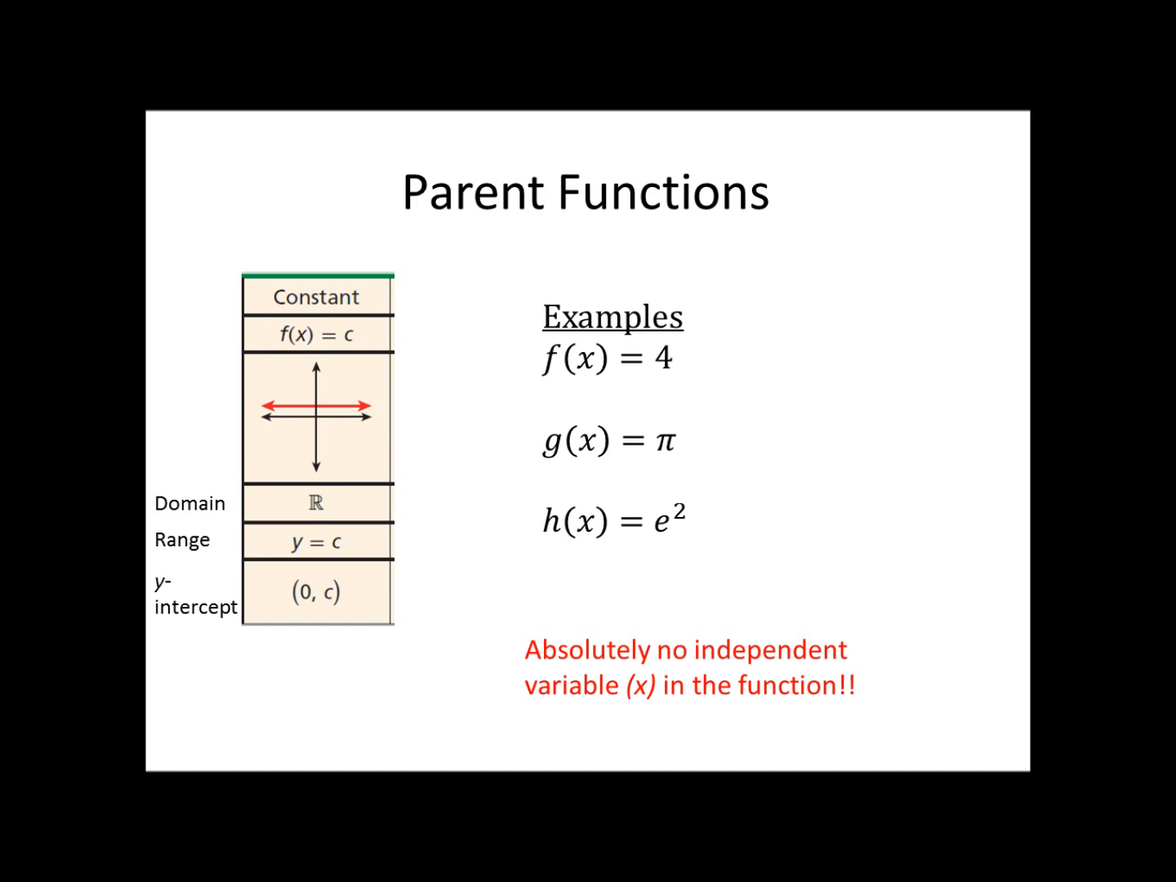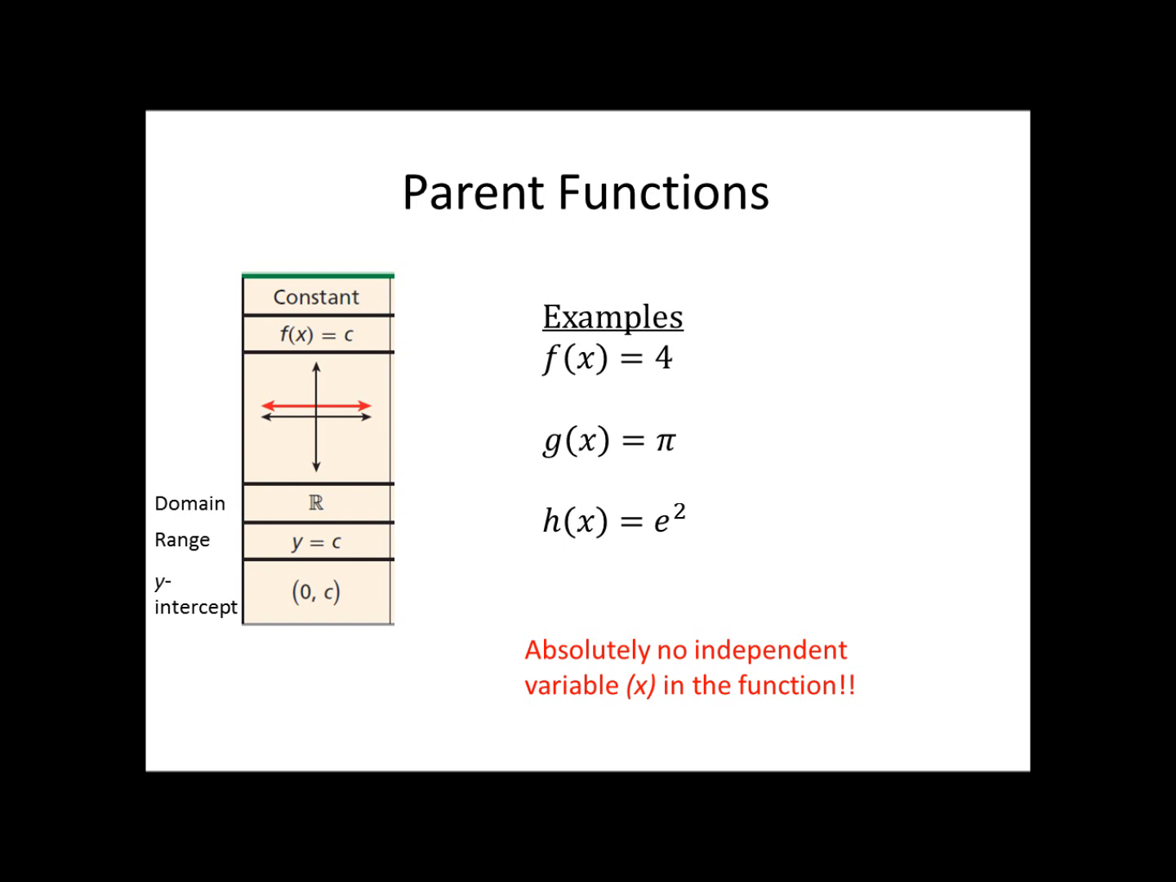Again, that constant value. We have 3 examples of a constant function on the screen. F of x equals 4. Whenever f of x or g of x or whatever just equals a plain old number, that's a constant function. But g of x, that's also a constant function because, as you are well aware, there are numbers in math that are so important we've given them their own symbol, like pi. So g of x equals pi is a constant function because pi is a constant value.